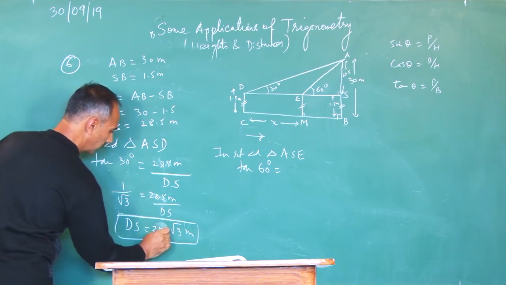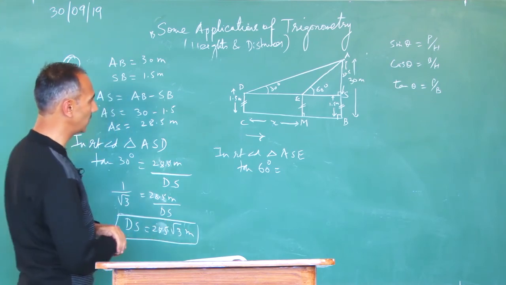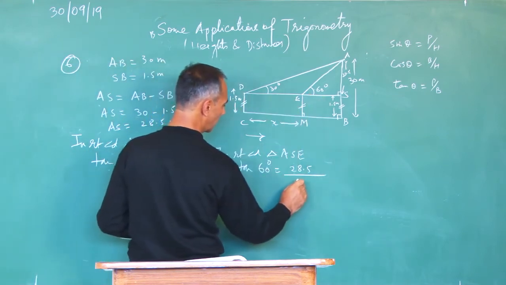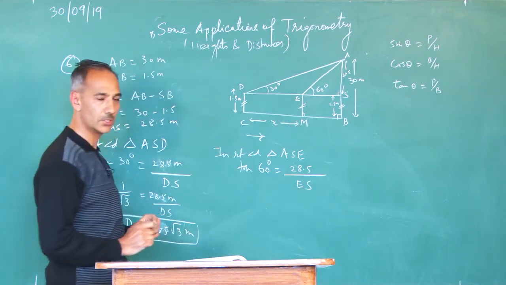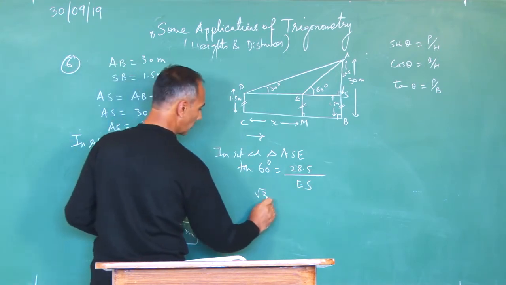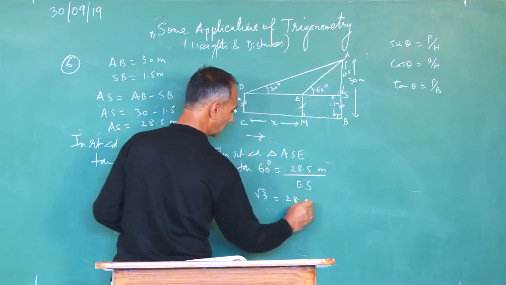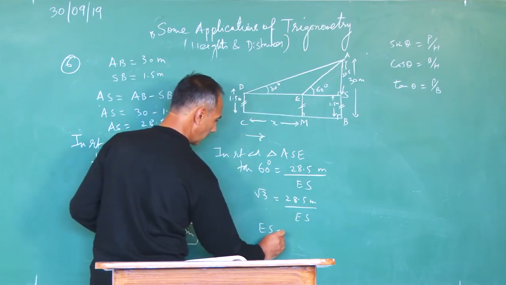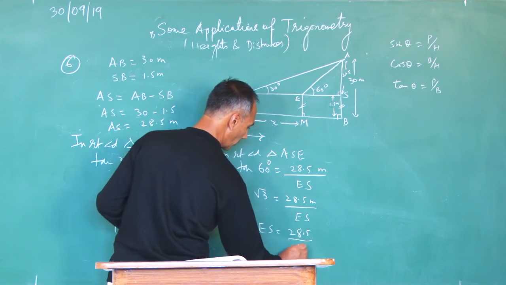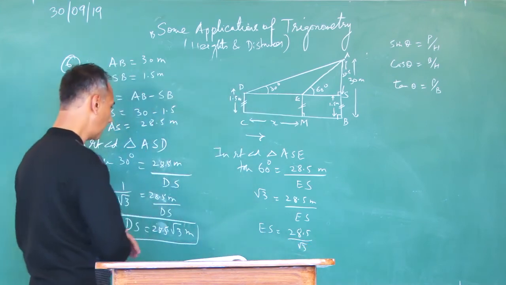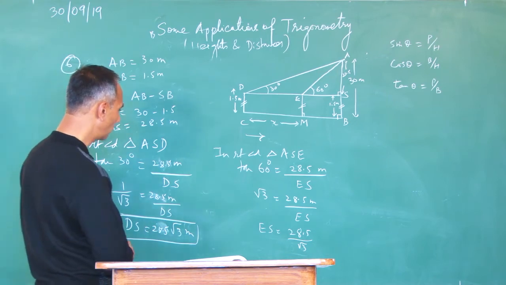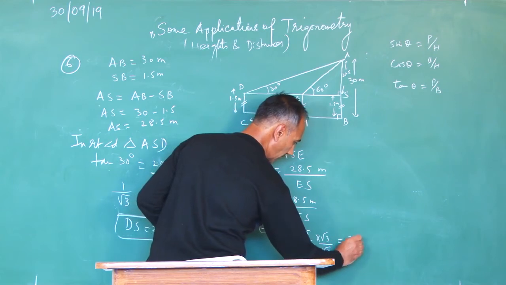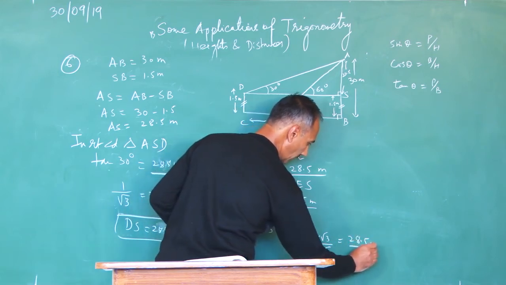Now in right angle triangle ASE, tan 60 is perpendicular, again 28.5, by base. Base is ES. How much is tan 60? It's square root 3. So square root 3 is 28.5 meters upon ES. So cross multiply, it would be ES is equal to 28.5 upon square root 3. Right? Now we need to rationalize this. Multiply by square root 3 upon square root 3. That will be 28.5 root 3 upon 3.